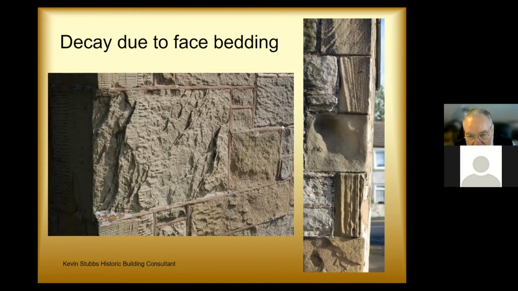And again, the very strong cement pointing, in this very pronounced pointing, hasn't helped. It's locking all the salts in, and the surface of the building's decaying.